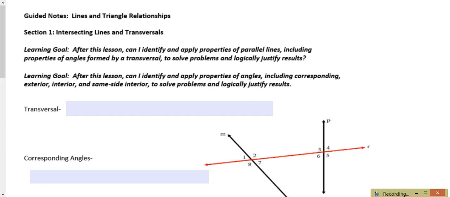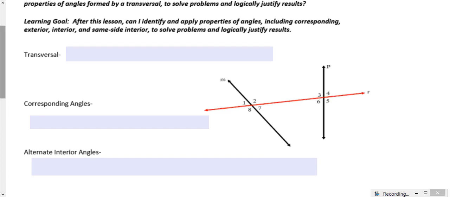Okay, so let's start with our goals. First of all, after this lesson, we will be able to identify and apply properties of parallel lines, including properties of angles formed by a transversal, and then solve problems and logically justify the results. Our second one is to identify and apply properties of angles, including corresponding, exterior, interior, and same side interior, and then again solve problems and logically justify results. So very much the idea of getting some vocabulary, knowing the properties of those vocabulary, and then applying them to problems. All right, so let's start with our vocabulary with a transversal.